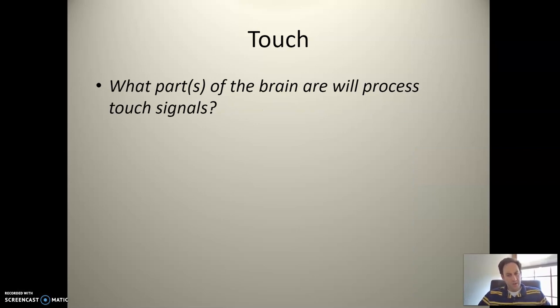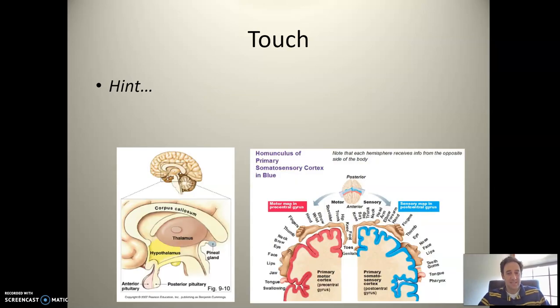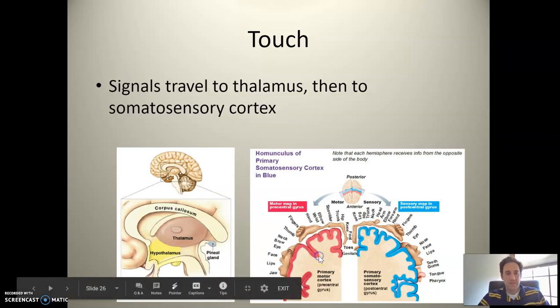Now, we learned last unit, there's a part of your brain that is responsible for processing these touch signals, and I'm hoping you remember what it is. It's that little band. It's part of the parietal lobe. Did you say somatosensory cortex?